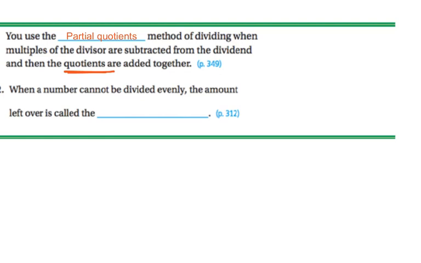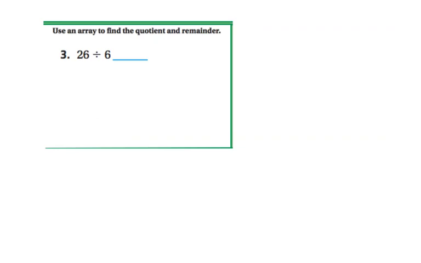The second part asks us, when a number cannot be divided evenly, the amount left over, the remaining part, is called the remainder. Okay, so we're going to write remainder. All right, hopefully those vocabulary words were a review. Now let's look at a strategy.